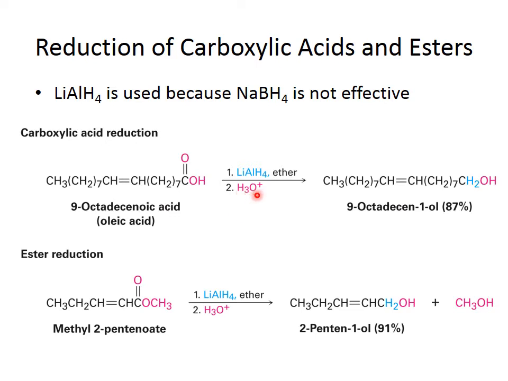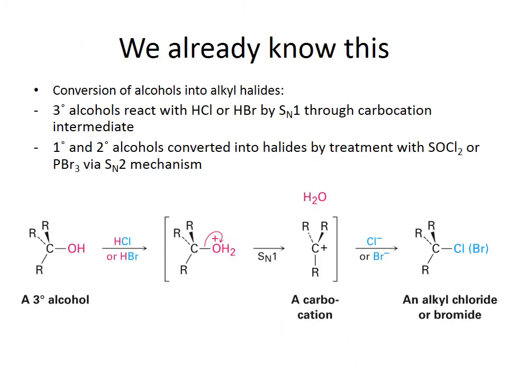Again, you see there's an acid wash after each one, because what would be the product after lithium aluminum hydride would be the alkoxide, not the alcohol, until you wash with acid. Now, we already know how to convert alcohols into alkyl halides. If you take a tertiary alcohol, you can treat it with hydrochloric or hydrobromic acid, and it will give you the chloride or the bromide, and this goes through an SN1 reaction that has a carbocation intermediate.